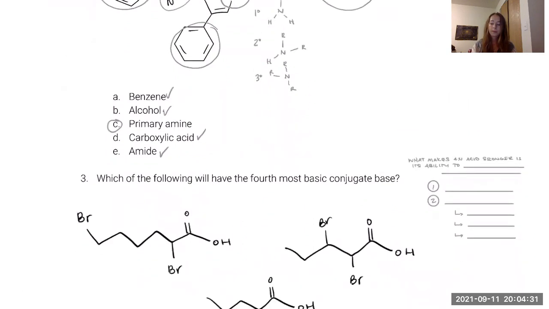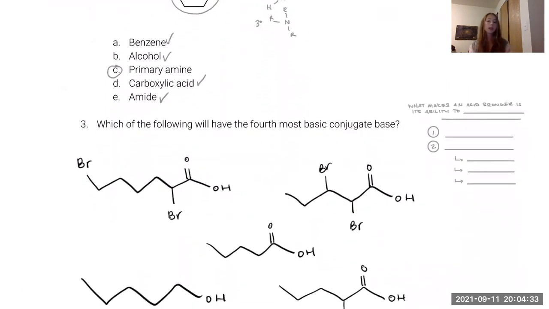The next question is asking about rankings of acids and bases. This one is specifically saying the fourth most basic conjugate base. How I always approach these problems is to first rank them from strongest to weakest acid, because otherwise it gets too confusing. And then if I want to convert from strongest or weakest acid to a base, I just flip the numbers.